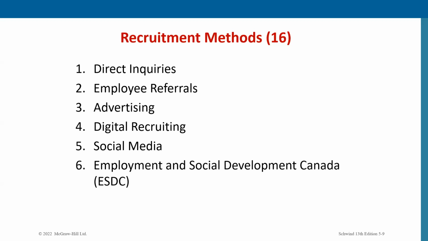Number six is Employment and Social Development Canada. In fact, this is a federal department, and this department provides some programs and services for employers, and also introduces some potential employees to companies. Number seven, we might also have private employment agencies. Now, they're very, very common in some metropolitan areas around the world, like in New York City. They also use these agencies in order to find their recruits.